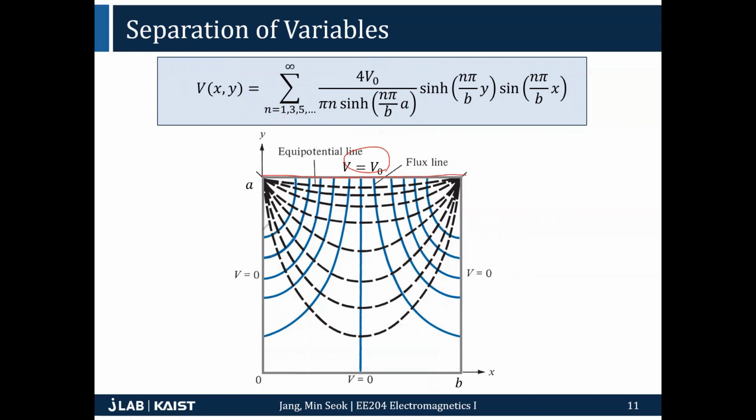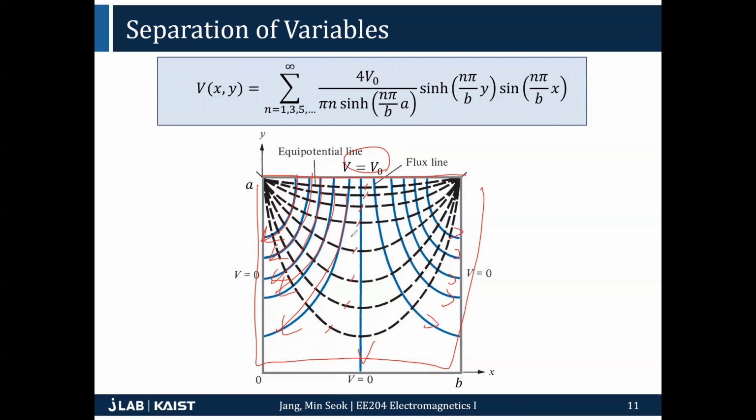When V equals V naught, this is the equation. When V is 0, it becomes like this. And then all the other equipotential lines are drawn as dashed lines. And then of course, the electric field, which is the gradient of the potential, looks like this.